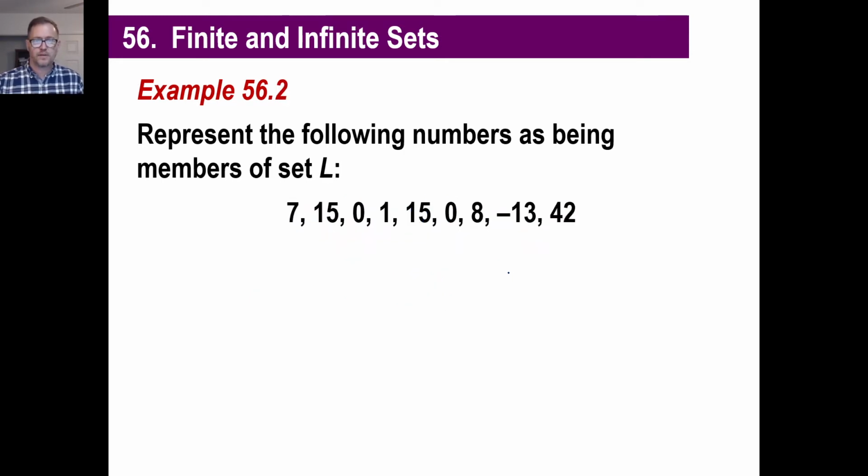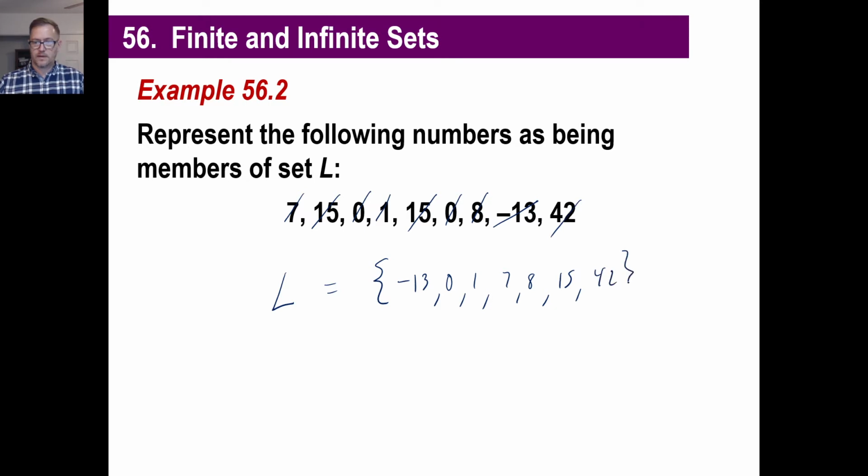Okay, here's a second one, set L. Now look at all these numbers. Well, you do the same thing. Your italicized capital L, and you put the little fancy bracket, and then I'll try to go least to greatest again. What is that, -13? Okay, there we go. And what we got, 0 here. And then there's a 1. And then what we got here next? Probably 7, and then 8, and then there's a 15. There we go. And then the last one's 42. And there's your set L.